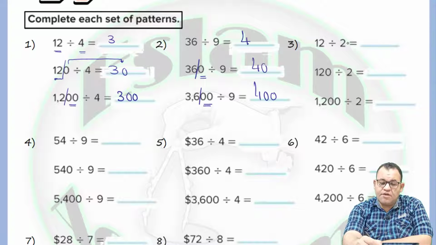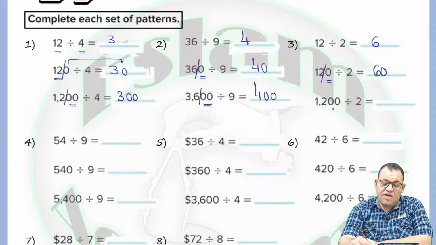12 divided by 2. We need to find the number that if we multiply it by 2, the answer will be equal to 12, which is 6. Now we have 120 divided by 2. We know that 12 divided by 2 from the first question equals 6. Because we have a 0, I'll put the 0 in the answer.